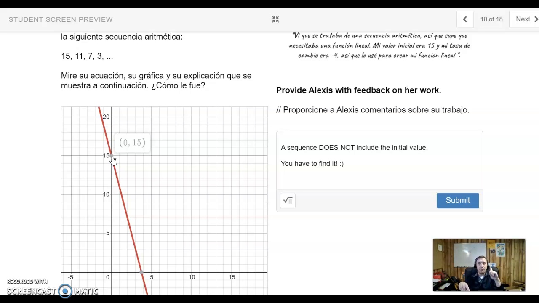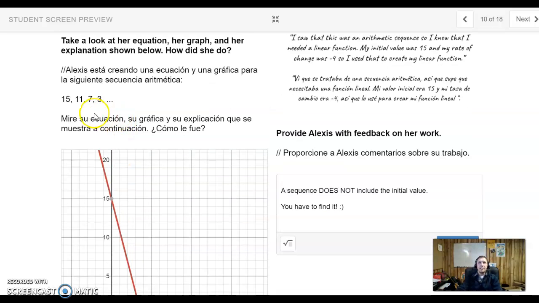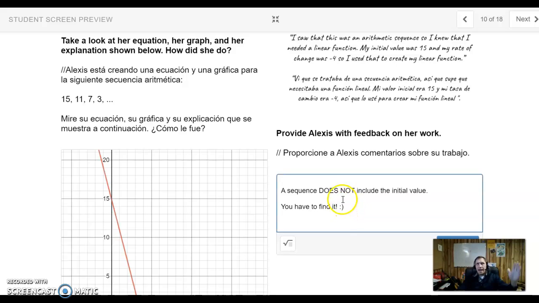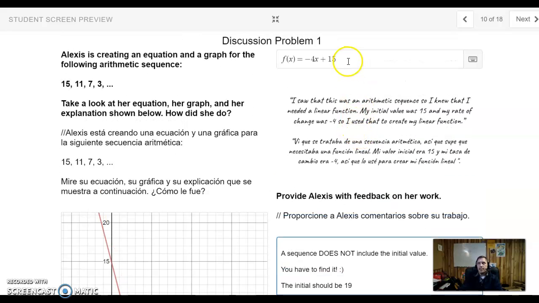So if I plug in f of 1, I should get back 15. And so since we see it's going down by 4 each time, we need to go back by 4 to find our initial value. The initial value should be 19. All right? And so our function is correct with everything except that initial value, it should be plus 19.